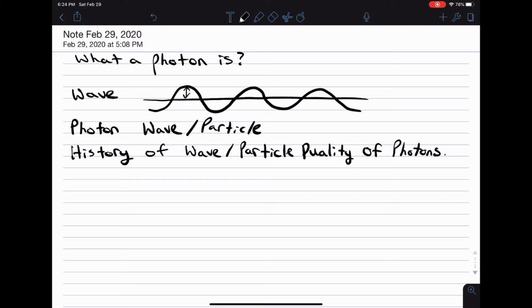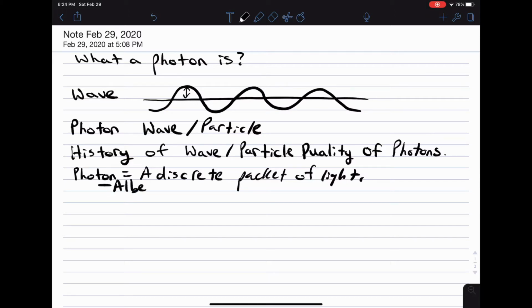First, a photon is a discrete packet of light. This idea was first theorized long ago, but was really solidified by a famous scientist that we all know, Albert Einstein. He came up with the idea that photons were the discrete packets of energy that all light was composed of.